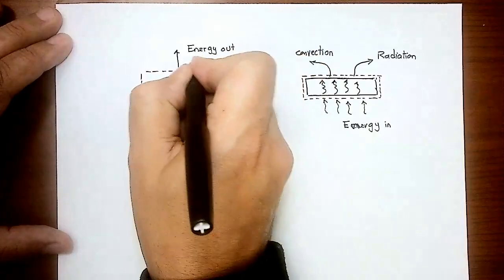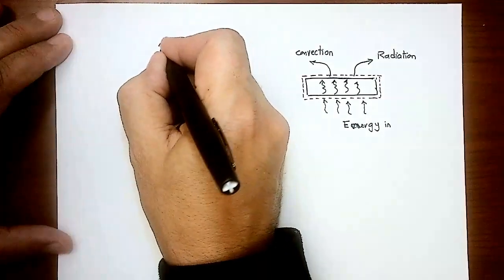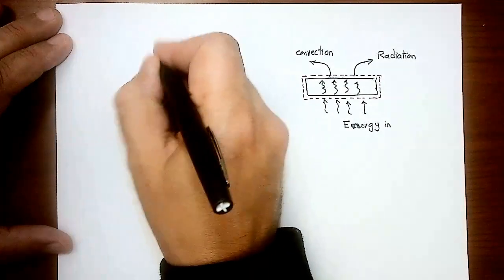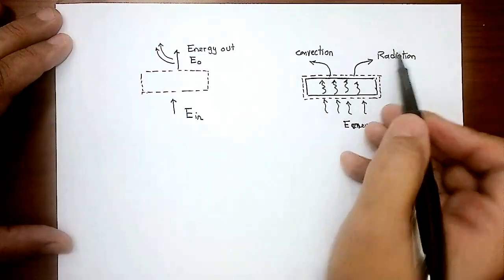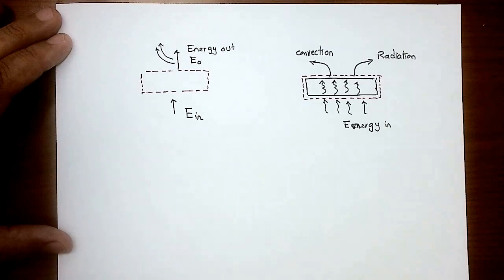I'm going to call that E out, okay? I understand that energy out has happened by two different mechanisms, right? But at the end, the total energy that went out by convection and radiation together, I can add up these two quantities and I call them the energy out, okay? So we have energy in and energy out.